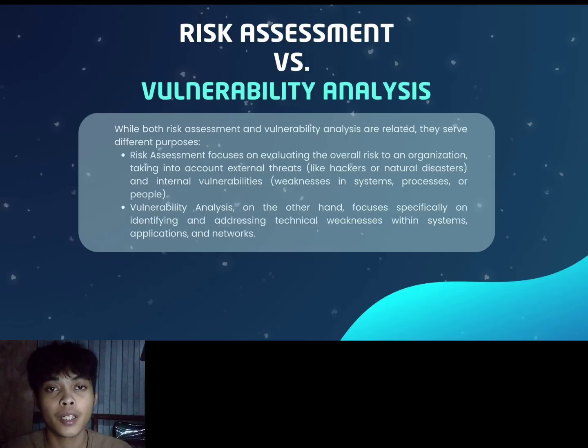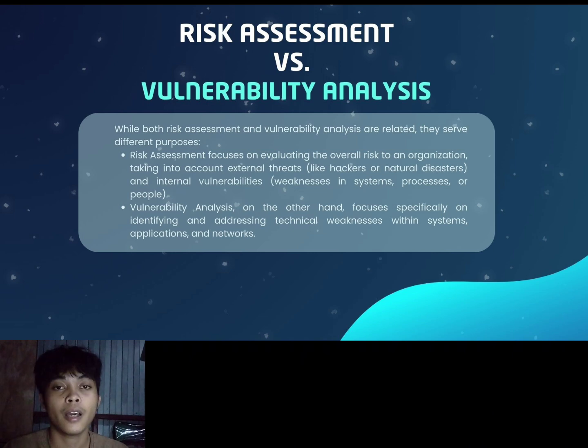Risk assessment and vulnerability analysis are related, but they serve different purposes. Risk assessment focuses on evaluating the overall risks to an organization, taking into account external threats like hackers or natural disasters, and internal vulnerabilities, weaknesses in systems, processes, or people.